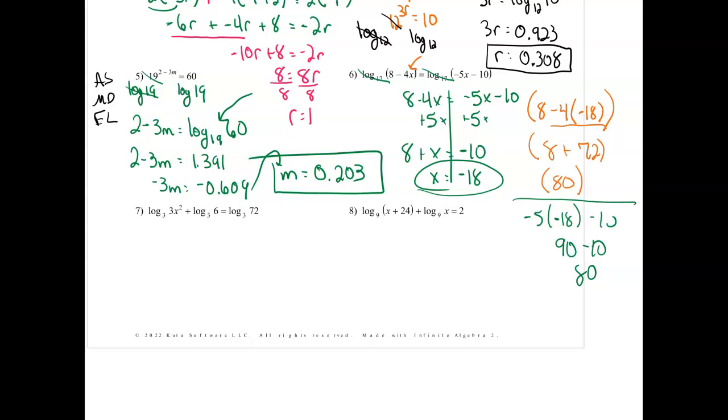All right, 2 more. So first thing I notice on both of these problems is I have a lot of logs, so I'm going to condense the left side down. So I don't want 2 logs, I just want 1 log. So 3x squared plus 6 just turns into 3x squared times 6, which becomes 18x squared. Now I can bring the log back. And I think that's probably the most common mistake I do see is we forget to bring the log back after we condense it down. So, all right, now I'm ready to solve for x.